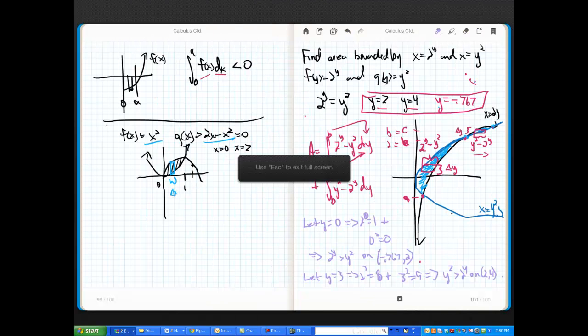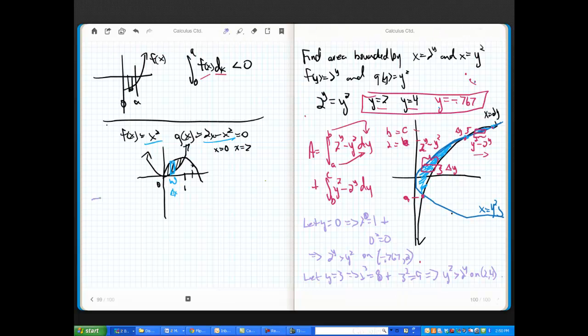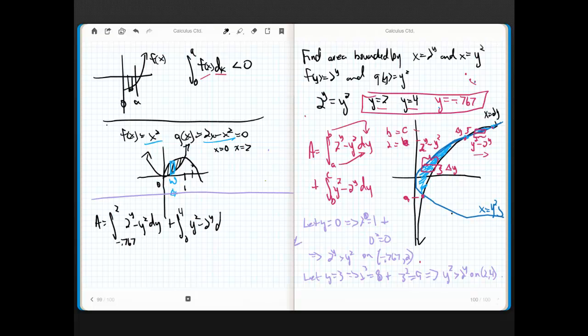Let's open this guy back up. I'm going to rewrite my integrals with my new values in there. Ooh, it appears as though I've run out and they only give you 100 pages. Let's go over this way. I'm sorry about this lavender, you guys. I got to change that. So this implies that the area is equal to the integral from negative 0.767 to 2 of 2 to the y minus y squared dy plus the integral from 2 to 4 of y squared minus 2 to the y dy. And then you can either use your calculator, you can use analytical means, you can use whatever you'd like to be able to solve for that area.